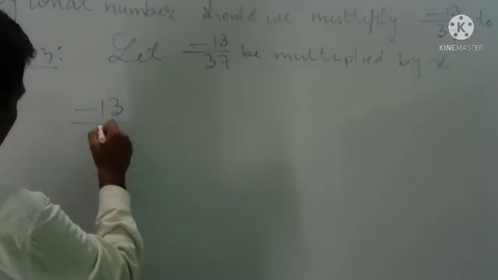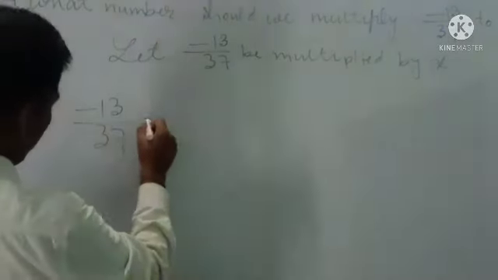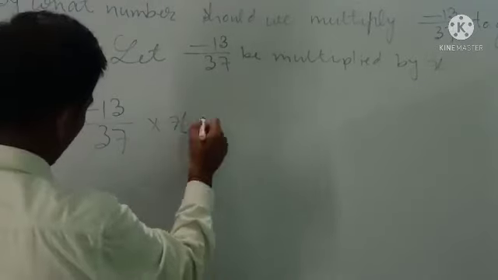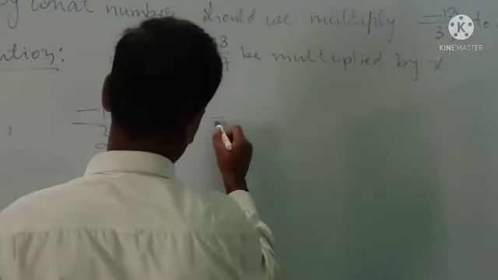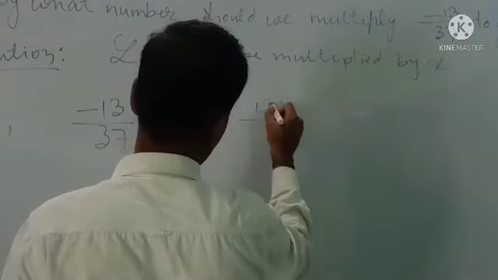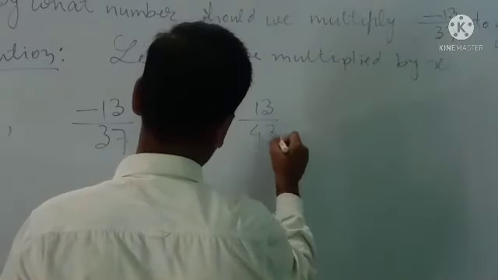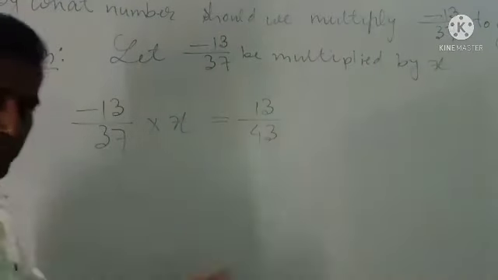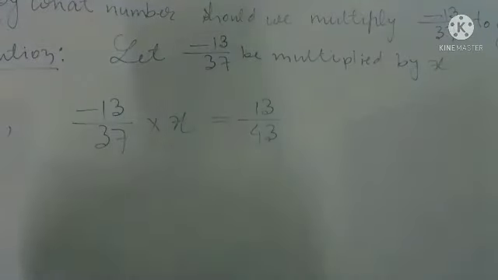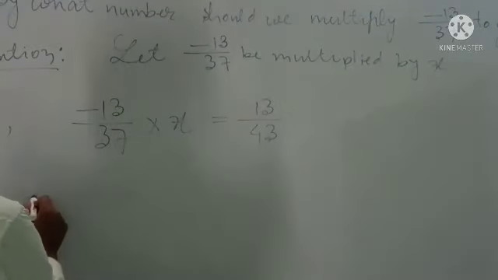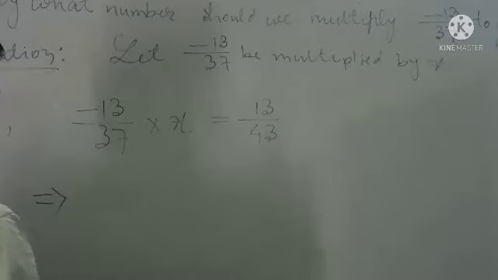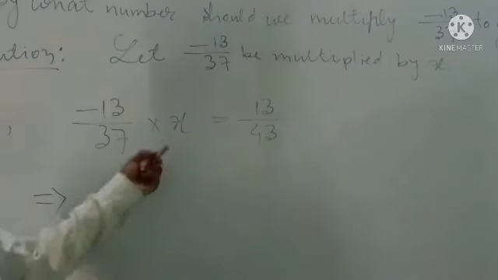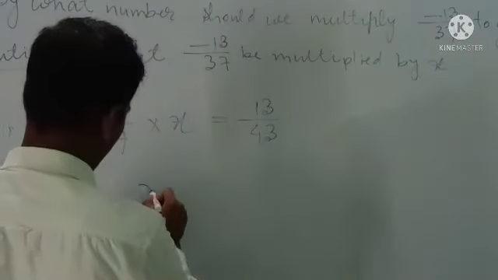minus 13 by 37, whenever you multiply by x, the result becomes 13 by 43. In order to know the required number, you should know the value of x. So since we are to find the value of x, first of all we'll find the value of x. Since you have to find x, we'll keep x on the left side.